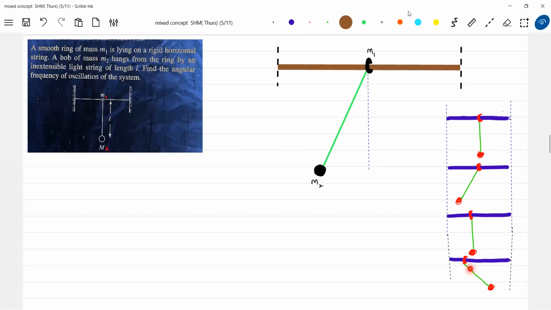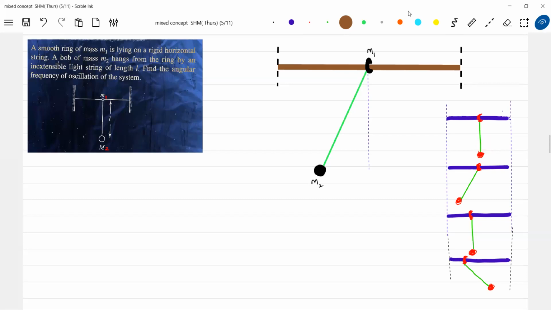Again after this we'll get this position, and from this position again it will be like this. So like this it will be in oscillation. So the motion of the ring will be oscillating along the rod. The ring will describe to and fro motion along the rod, whereas the bob will oscillate about a point, describing to and fro motion. That's what our question is.